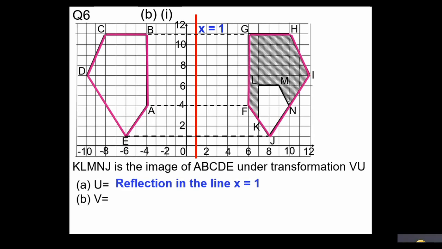Because you don't need the center, you only need the line. The red line, can you see? Now ignore this already, because you have already changed A, B, C, D, E to F, G, H, I, J. So now ignore this. From here, it's getting smaller, so it's getting smaller means the scale factor is going to be a fraction.